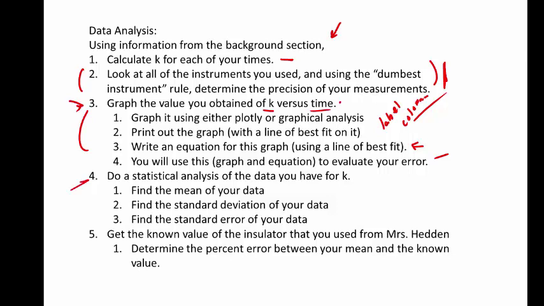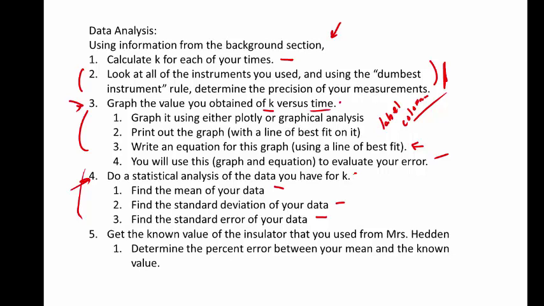The next analysis is going to be a statistical analysis of the data we have for K. So remember, you did this with the density data. That means you're going to find the mean for your data. That's easy enough. It's just the average. You're going to find the standard deviation for your data. Remember, you can go back and look at how we did that for the density data. And you're going to find the standard error for your data. Again, go back, look and see how you did it for the density data.